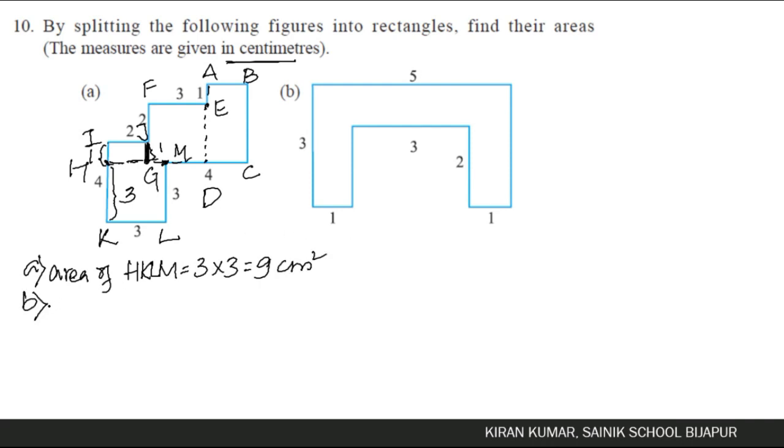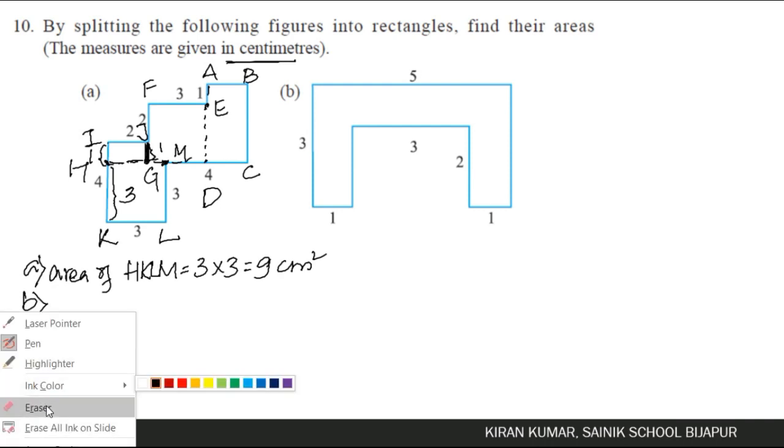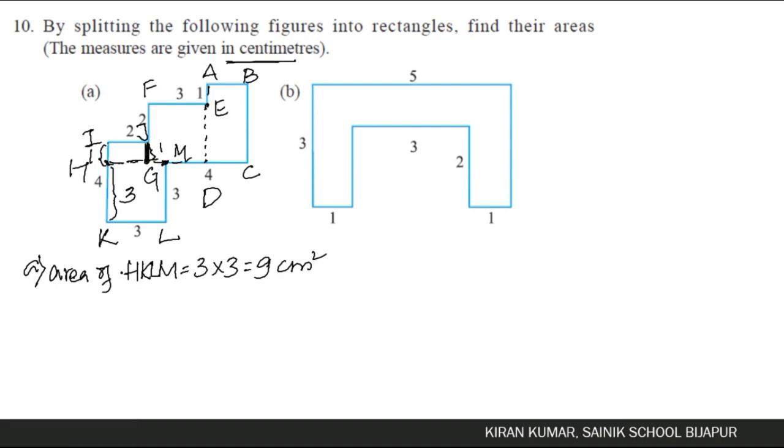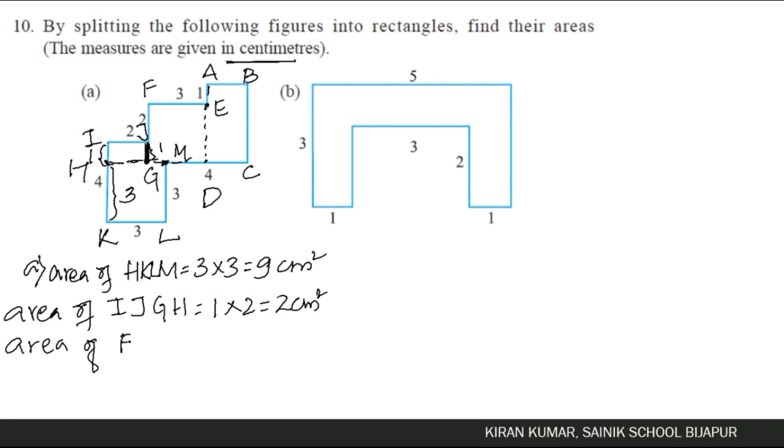For the next part, I'll consider area of IJGH. IJGH will be a smaller rectangle. 1 into 2 is 2 square centimeters. Then I'll take up area of FEDG.